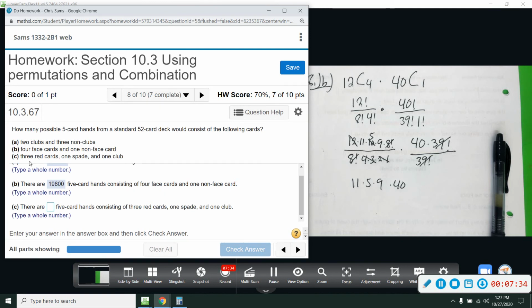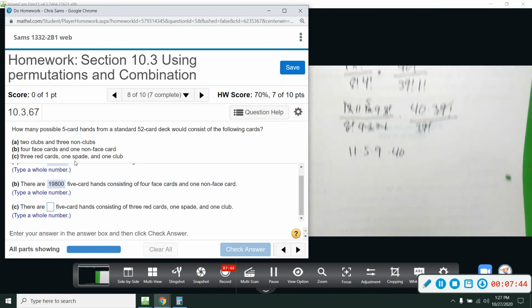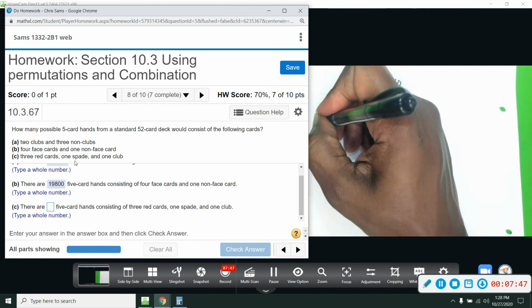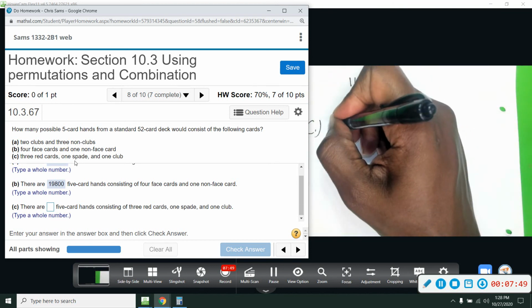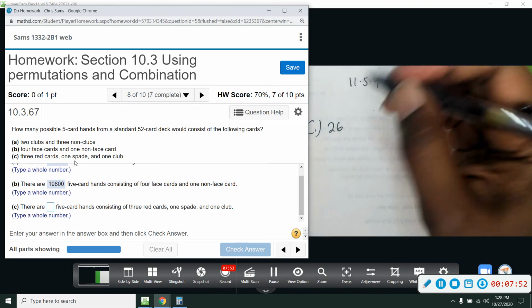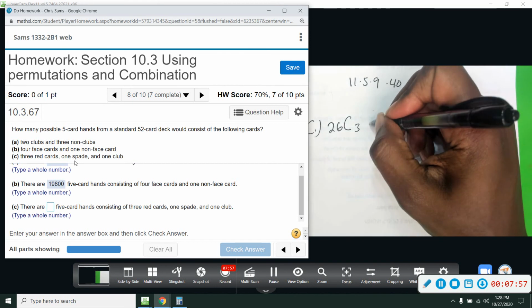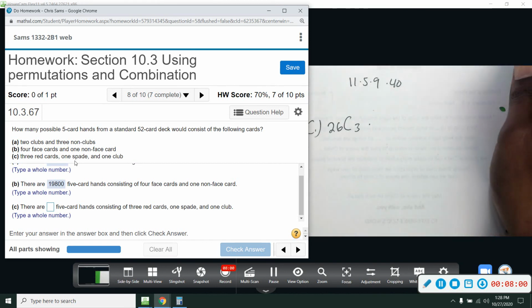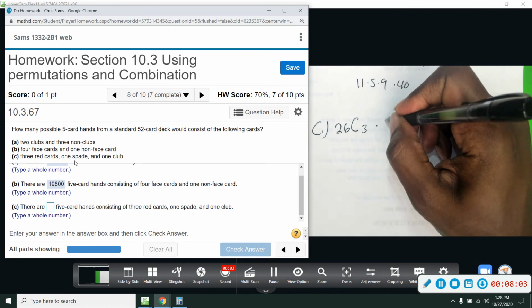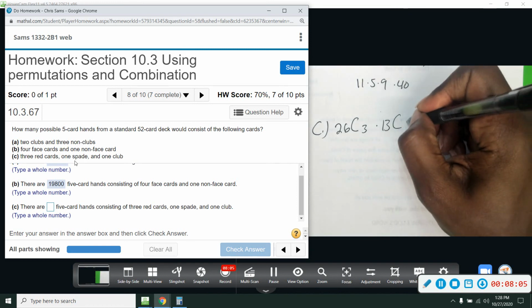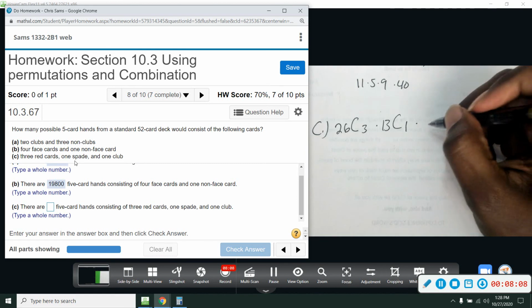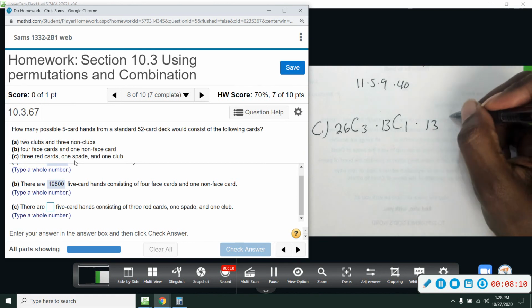C says 3 red cards, 1 spade, 1 club. We have to find out how many ways can we pick 3 red cards. So we have to do, there's 26, half of the deck is red. So we're going to choose 3 of those. And then we want 1 spade. So there's 13 spades. We're going to choose 1 of them. And then 1 club. So there's 13 clubs. We're going to choose 1 of them.